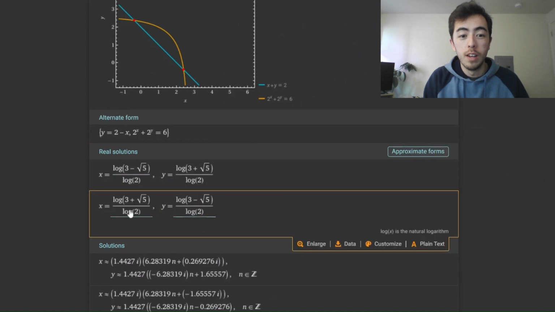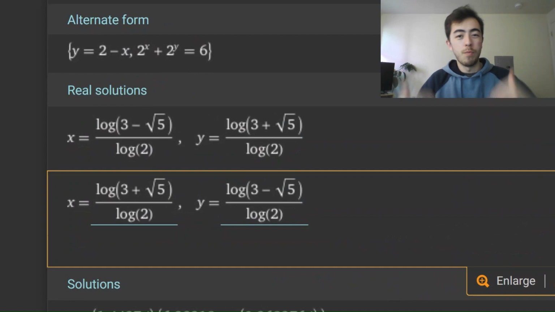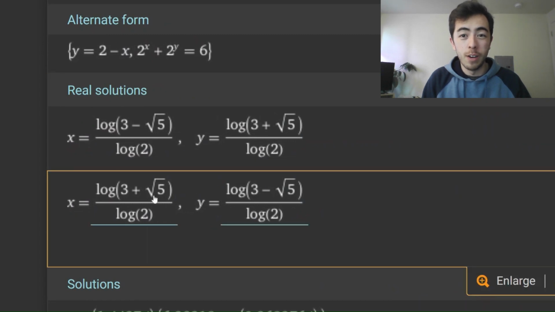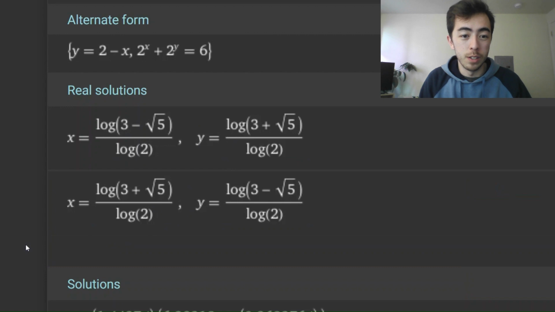Whoa, okay. So I guess it makes sense that the exact solutions are going to use logarithms because we were dealing with exponential equations, and the opposite of exponents is logs. And I guess these are our exact solutions. I'm not quite sure how I'd get it myself, to be honest, but it's cool that I could use the technology and figure it out.